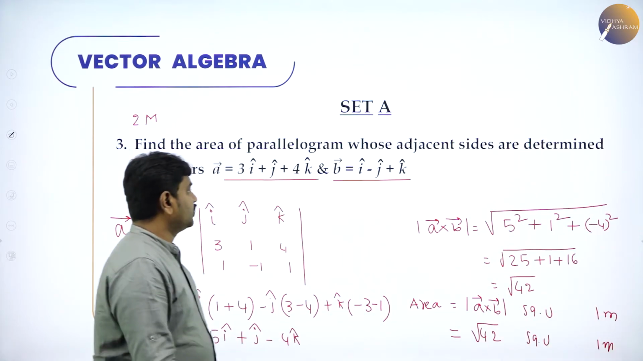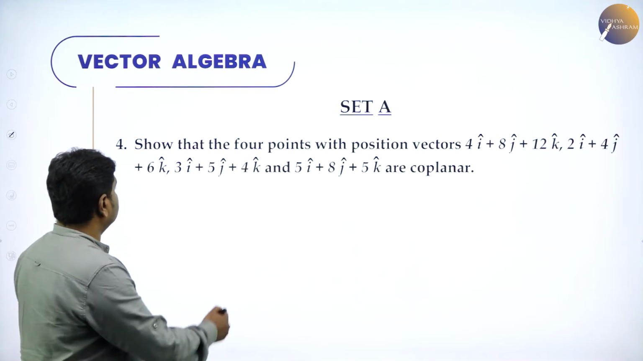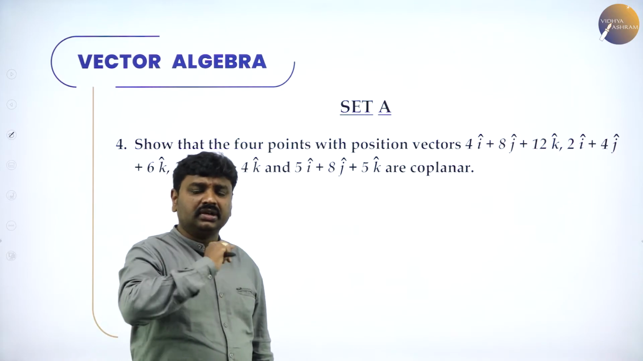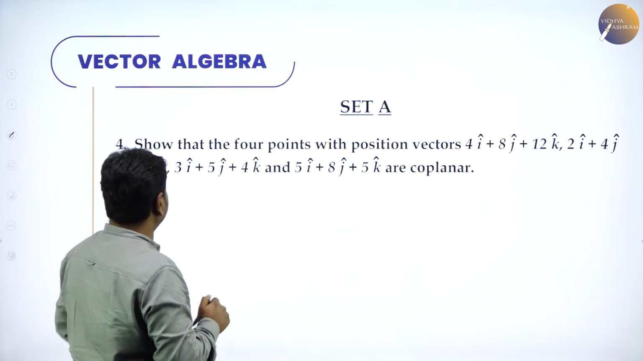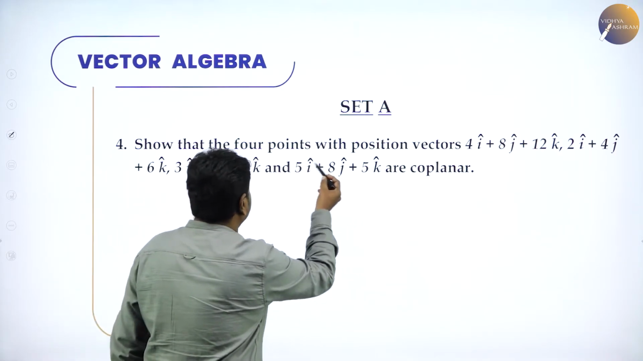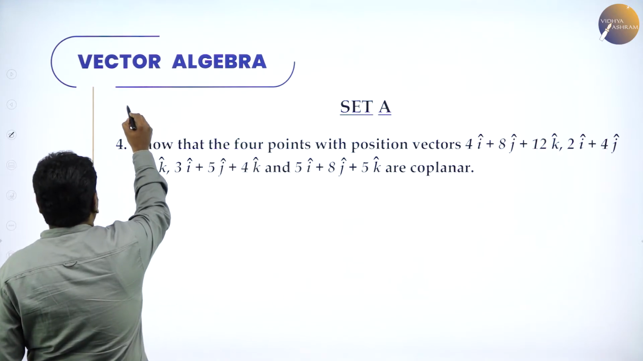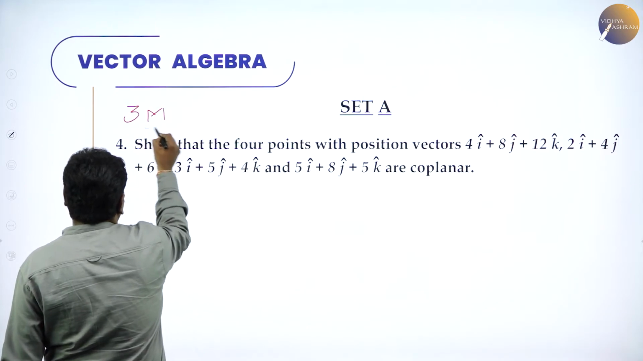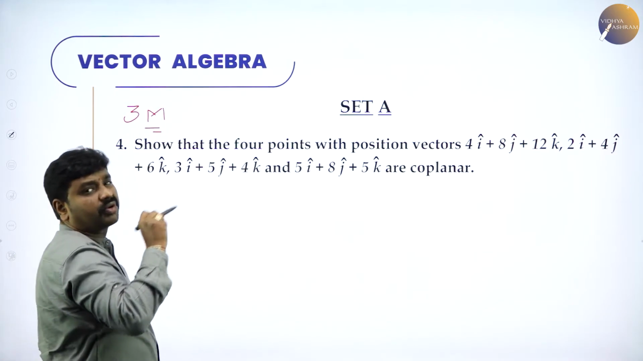So now we'll go ahead with questions like 3 markers. See, in 2 markers, 2 questions: projection and parallelogram. 3 markers you can expect: show that the 4 points, see, coplanarity, see, scalar triple product. These are all standard 3 marker. For 3 mark compulsory, you can expect a question from triple product.